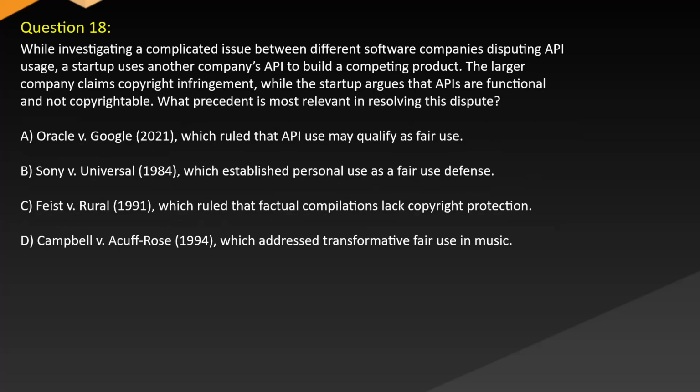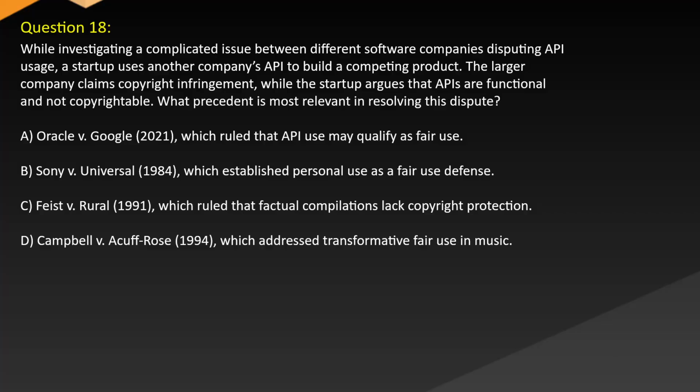Question 18. While investigating a complicated issue between different software companies disputing API usage, a startup uses another company's API to build competing products. The larger company claims copyright infringement, while the startup argues that these are functional and not copyrightable. What precedent is most relevant in resolving this dispute?